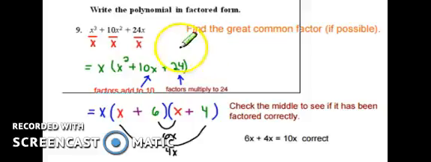In problem number 9, I am going to factor.